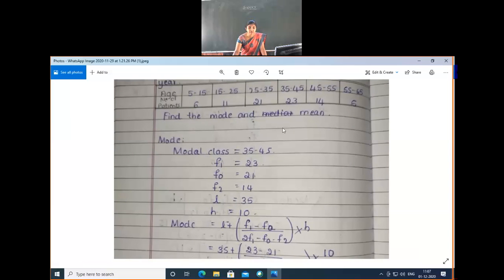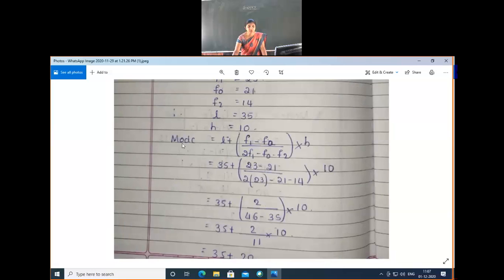Then f1 is the frequency of the modal class. f0 is the frequency of the class preceding the modal class. f2 is the frequency of the class succeeding the modal class. This is f1, this is f0, then this is f2. Then l, the lower limit of the modal class, is 35. Class size is 15 minus 5, 10. h is 10. Now substitute.